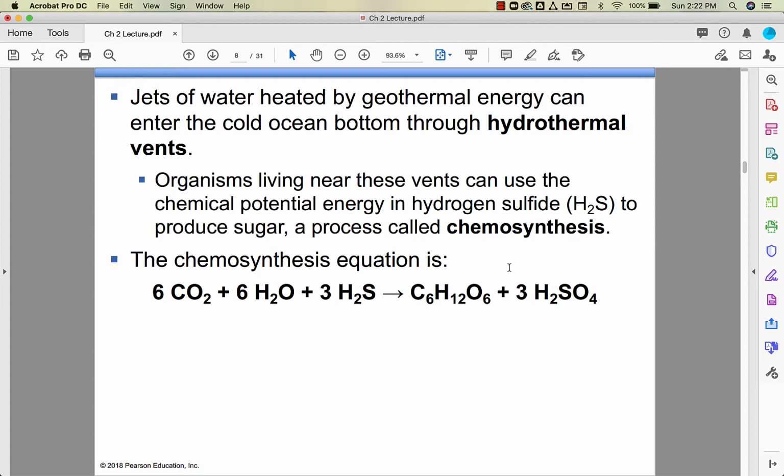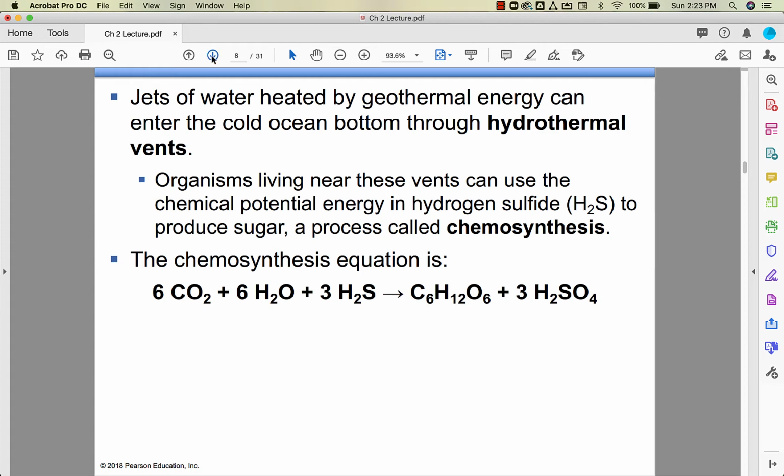And those organisms use hydrogen sulfide to produce sugar in a process called chemosynthesis, which is photosynthesis essentially without light and using different compounds. So there's your glucose that comes out of this process, and you get sulfuric acid as one of the byproducts.